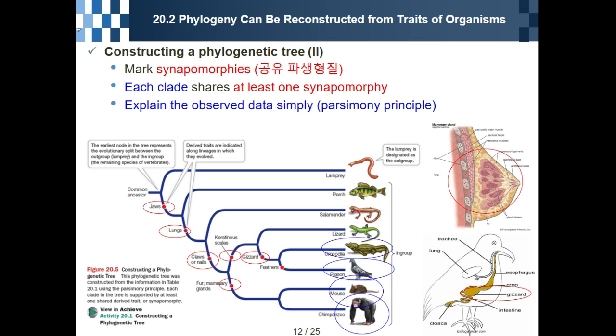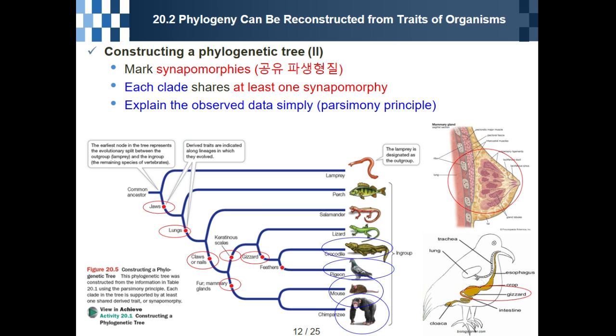And also, explaining the observed data very simply, we call it the parsimony principle. Parsimony principle, in Korean, we call it the 전략 법칙.